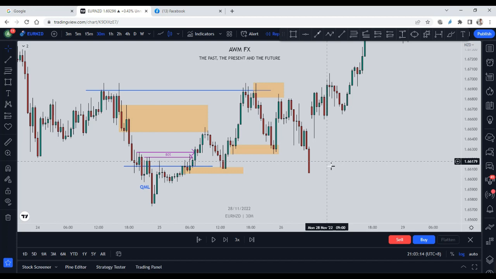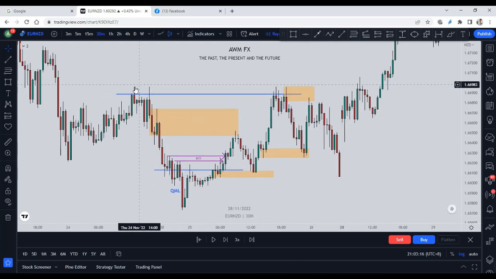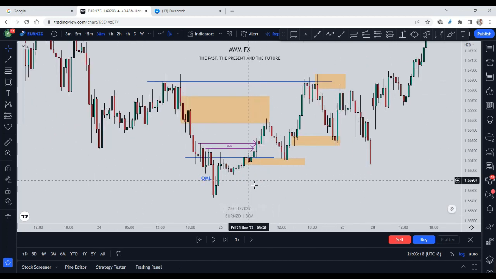Hopefully it really helps you guys, explaining the trading of using QML. The concept is actually very simple, but the problem is the variety of the chart that makes it complicated, right? And also the psychological part of your brain.